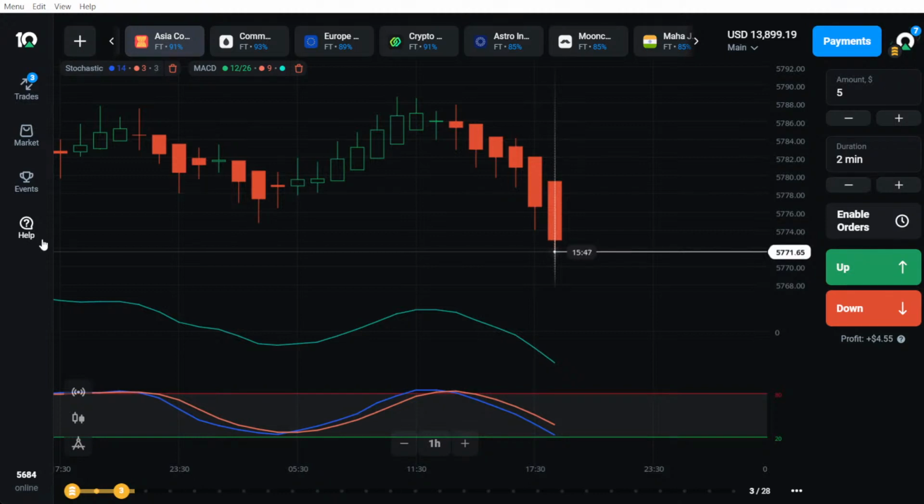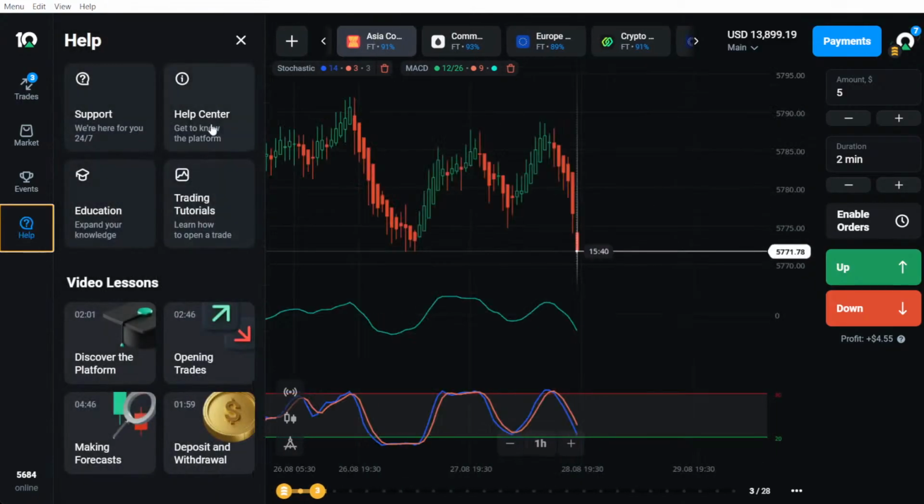Second, there is one more way you can understand some of the basic things on the platform. Go to the help section and explore these 3 tabs: help center, trading tutorials, and education. You will get a lot of information: deposit, withdrawal, making forecast. As you can see, there are a couple of lessons available here also. So much information is there. Make sure you check everything.